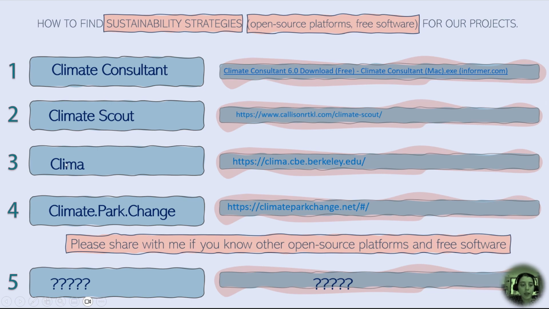Another one is Climate Scout, the third one is Climia, and the fourth one is Climate Change. Please let me know and share with me if you know of another open source platform or free software that we can use for climate data analysis and also for sustainability strategies. It would be helpful for me and others to know which free software and platforms we have that we can use for pre-design, schematic design, or other phases of design.